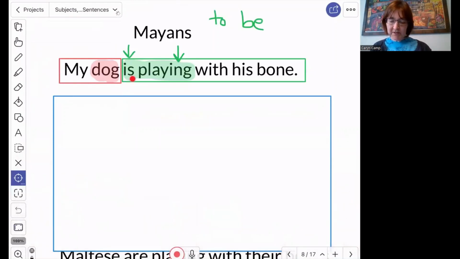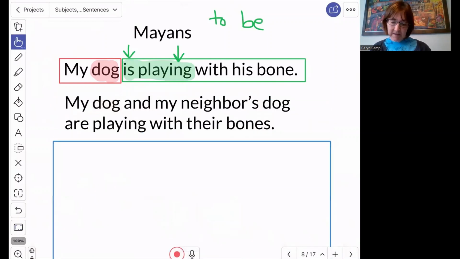Okay, so this is a two-word simple predicate. The verb is playing. Now, is this a simple sentence or a compound sentence? It's simple because it's subject, verb, red, green. All right, next one. My dog and my neighbor's dog are playing with their bones.